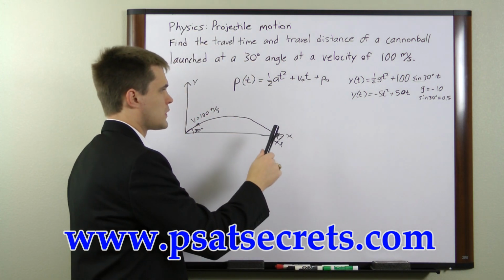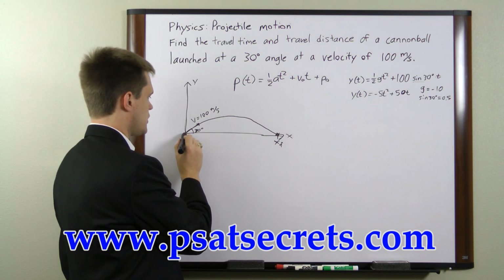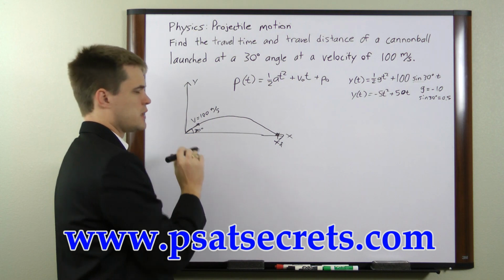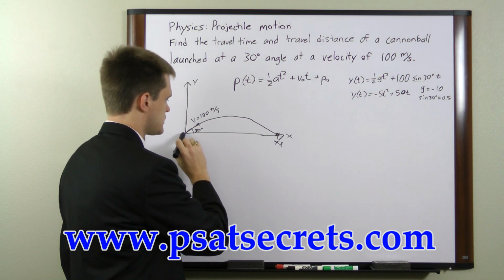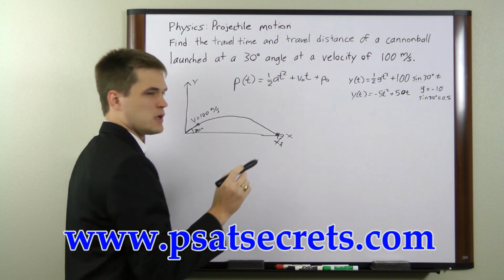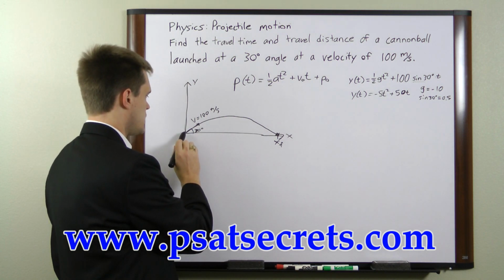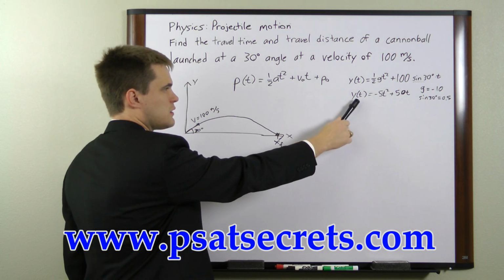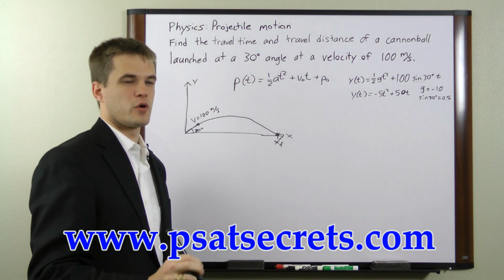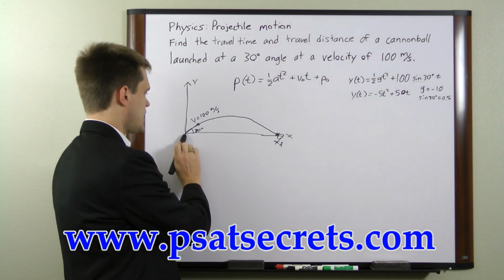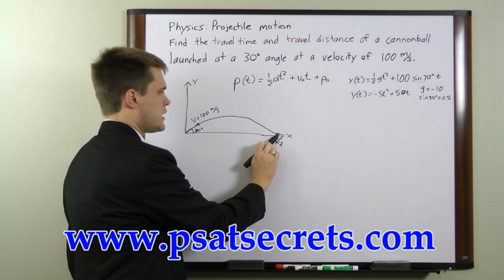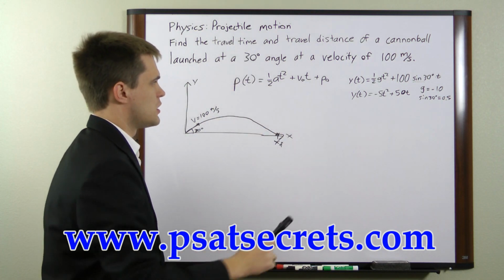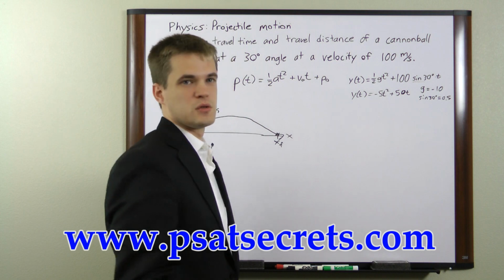Now, if you look at this picture here, the cannonball is at a position of y equals 0 at two places. Y equals 0 is essentially this line right here. It's at a coordinate of y equals 0 here when it's launched, and here when it lands. So if we set this position equal to 0, we're going to have two solutions, one at time t equals 0, and one at our final time here, which is going to be the travel time. So we'll set this equation equal to 0 and see what we get.